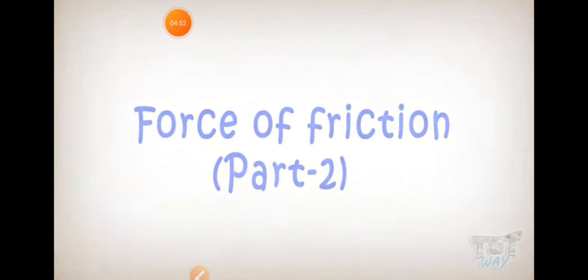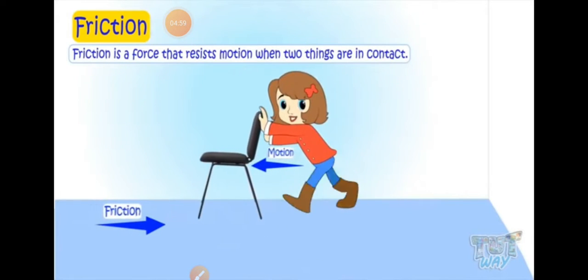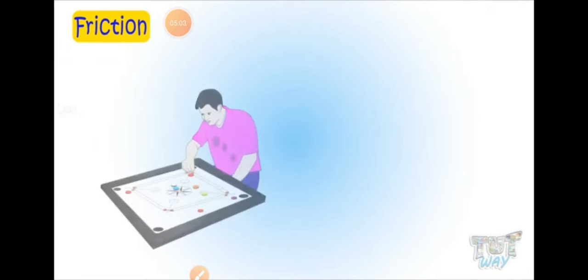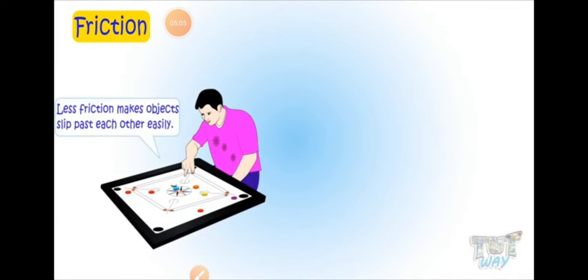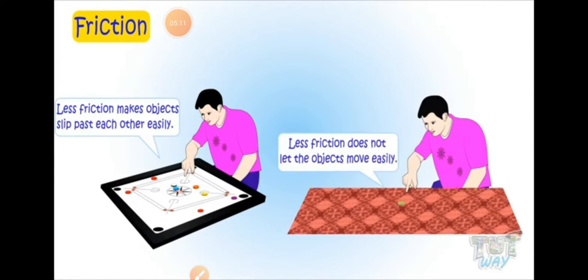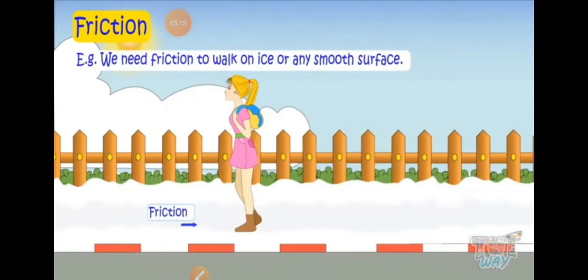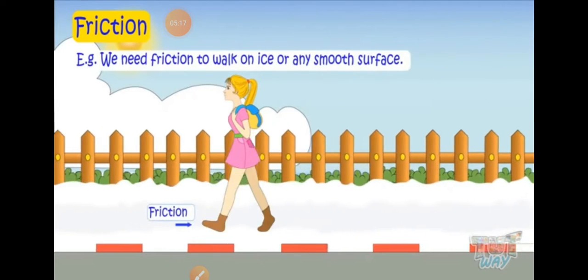So let's start. We learned that friction is a force that resists motion whenever two surfaces are in contact. When the friction is less, the objects slip past each other easily. And when the surfaces are rough, the objects does not move against each other easily. Example, you need friction between your shoes and ice to walk on it.